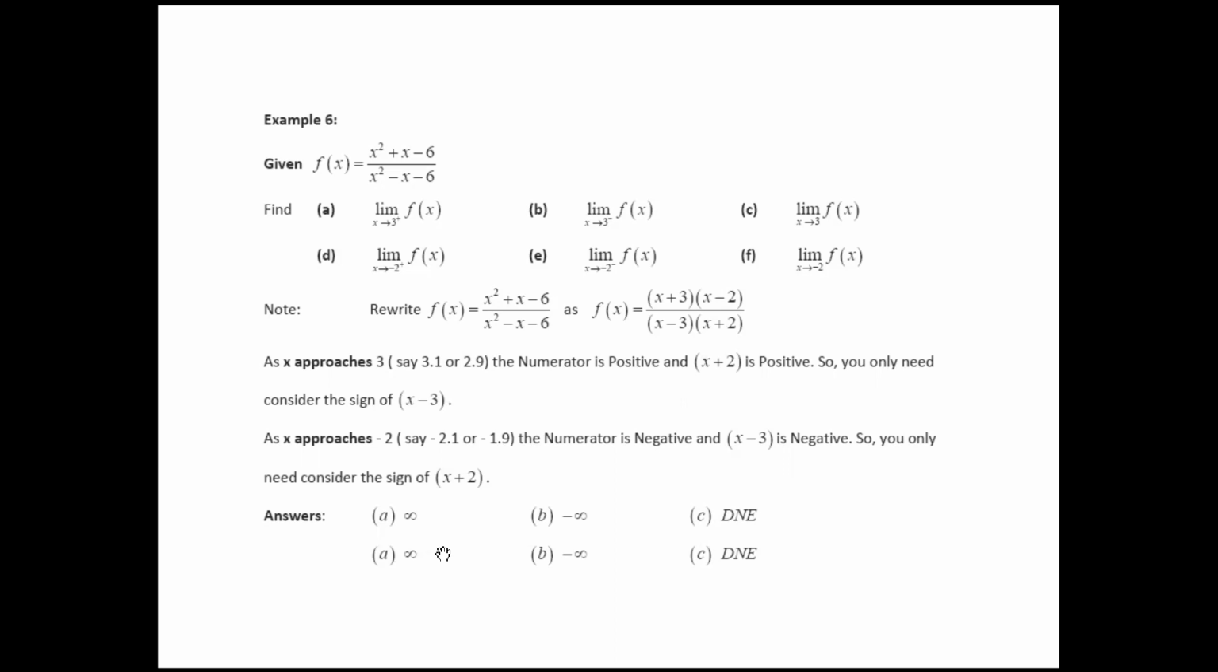And then when I put in a number to the left of -2, say -2.1, that's going to be a negative here. And so the thing is going to be negative. So that limit does not exist either.